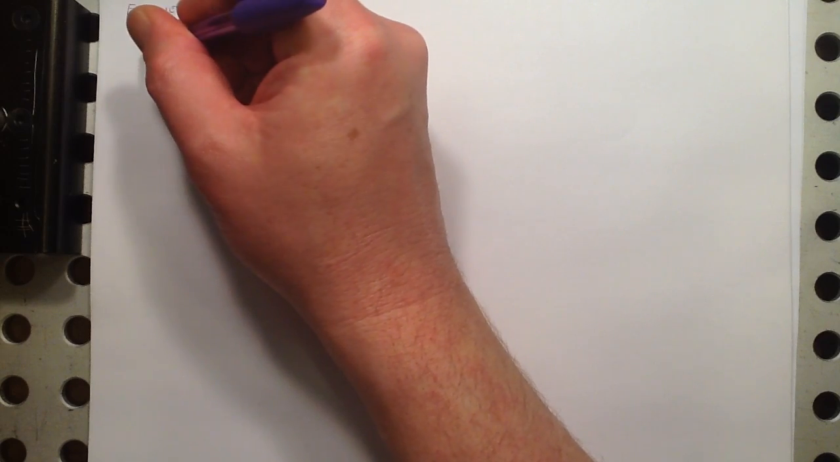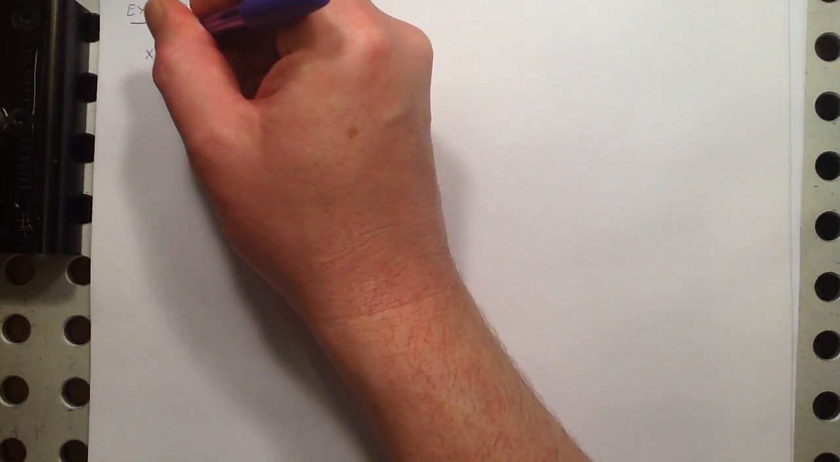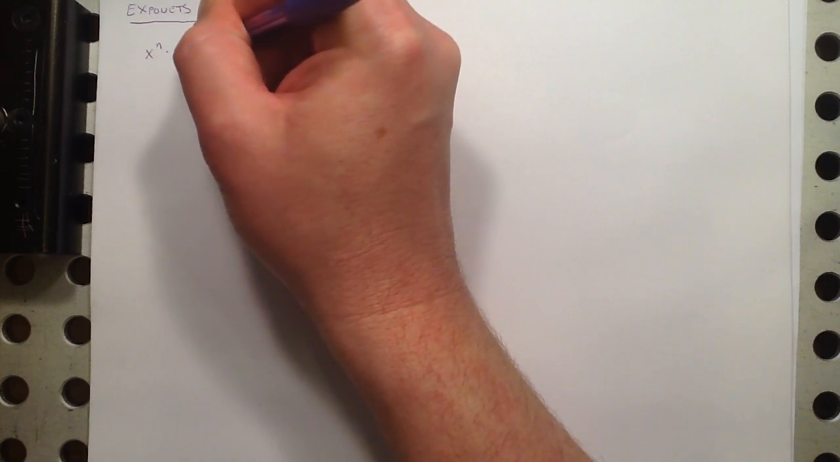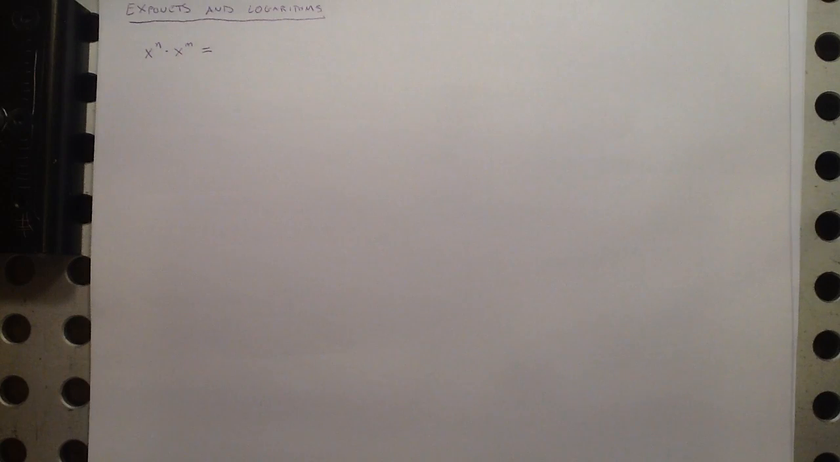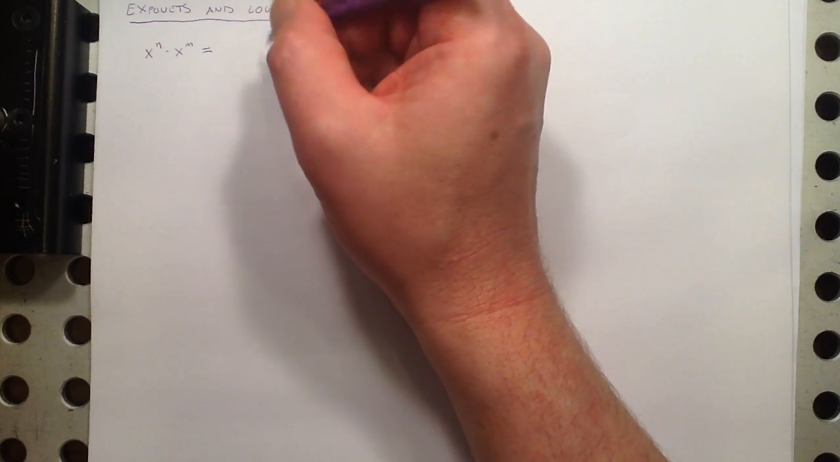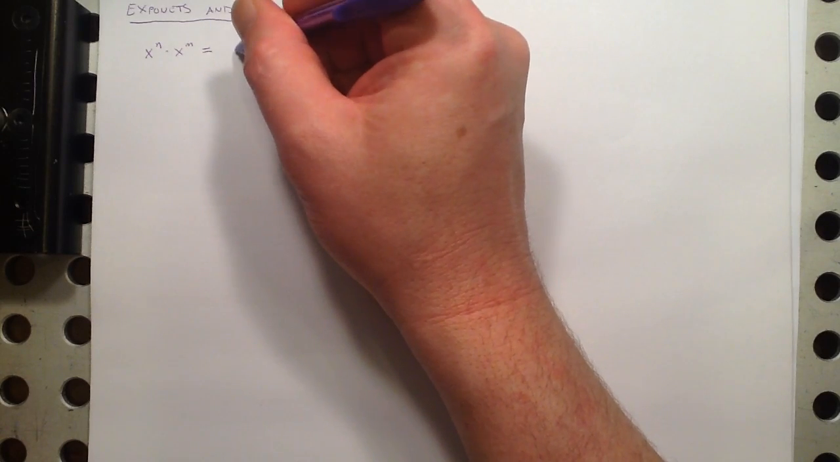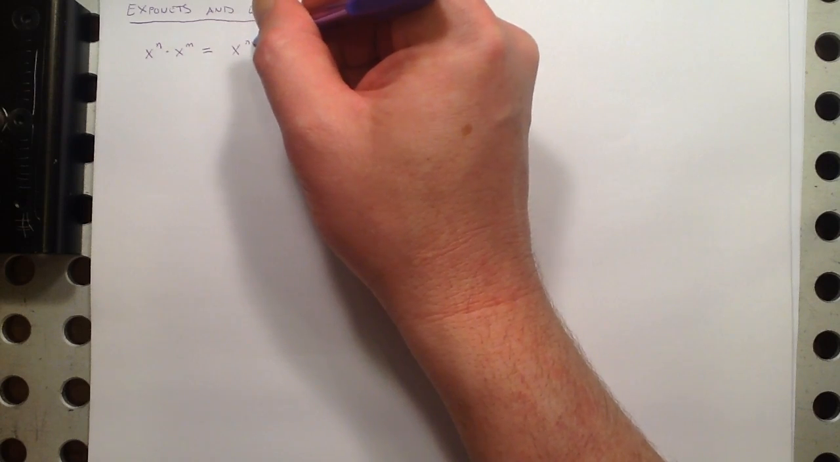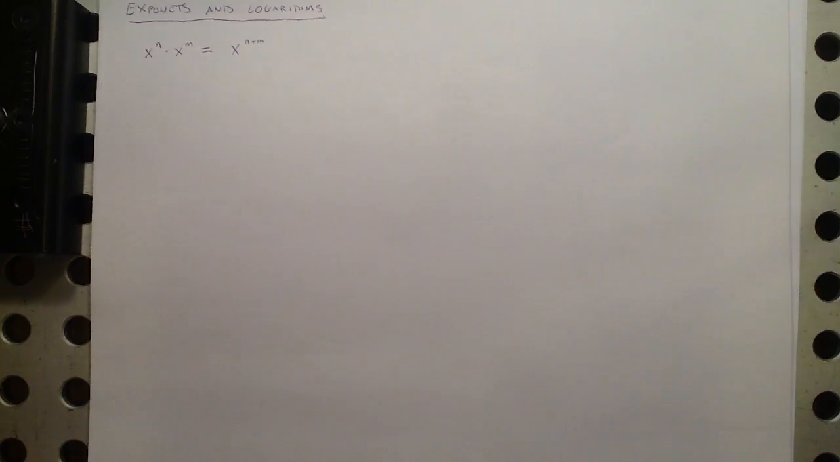You know that if you see something like this, x to the n times x to the m, what does that equal? What does that simplify to? Think about that for a second. Maybe pause if you need to. That's x to the n plus m.